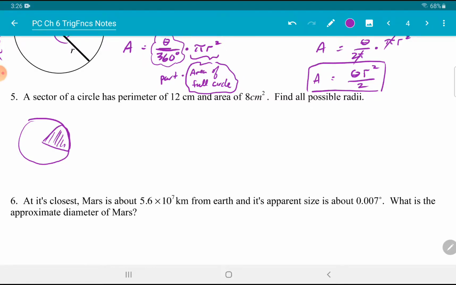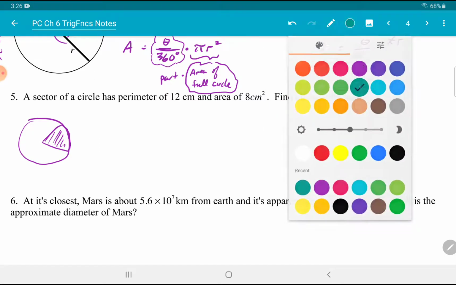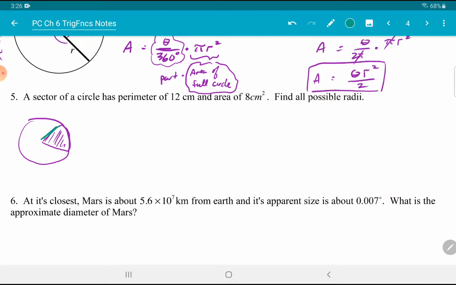It has perimeter 12. Well, how do you create a perimeter? It means adding the entire outside, right? If you wrap it around, it means adding the entire length around. You can see what we're creating here. The perimeter is made up of, well, this is an r value, a radius. This is another radius. And that's actually our arc length, right? So the perimeter is equal to r plus r, or 2r, plus L. Okay.